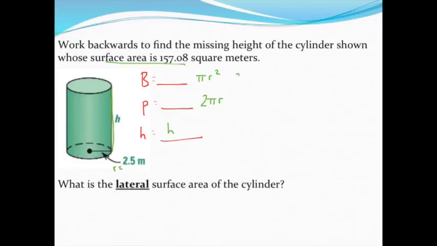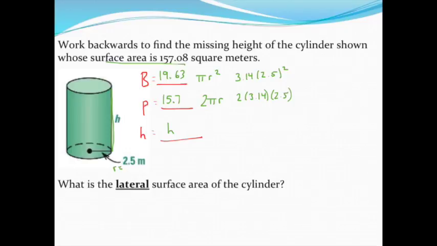So if I get an approximate answer for the base area, I'm going to do 3.14 times the radius squared. And I'm going to use a calculator to help me out with the math on this. That gets me about 19.63 for a base area. To find the circumference, the distance around the base, I'm going to do 2 times 3.14 times the radius of 2.5. And that gets me a perimeter of about 15.7. So now that we have all that we can have figured out, let's work on finding what that missing height's going to be.